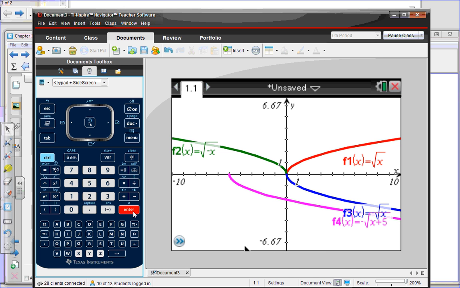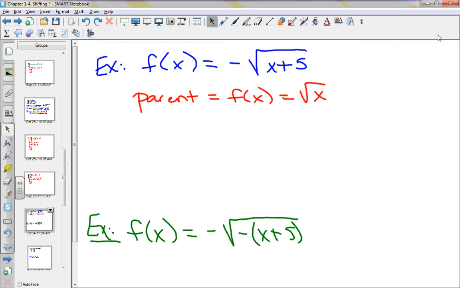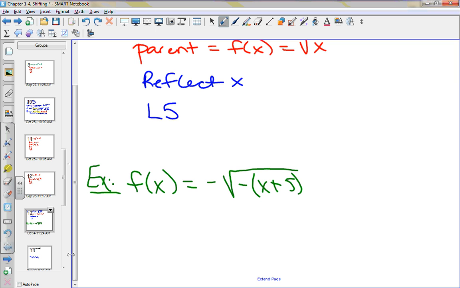Do we get when it's reflected over the x and when it's reflected over the y? Okay. So if I come back over here to my graph, I'm going to say reflected over the x and then to the left 5. We good? Now what do you think is going to happen to this one?